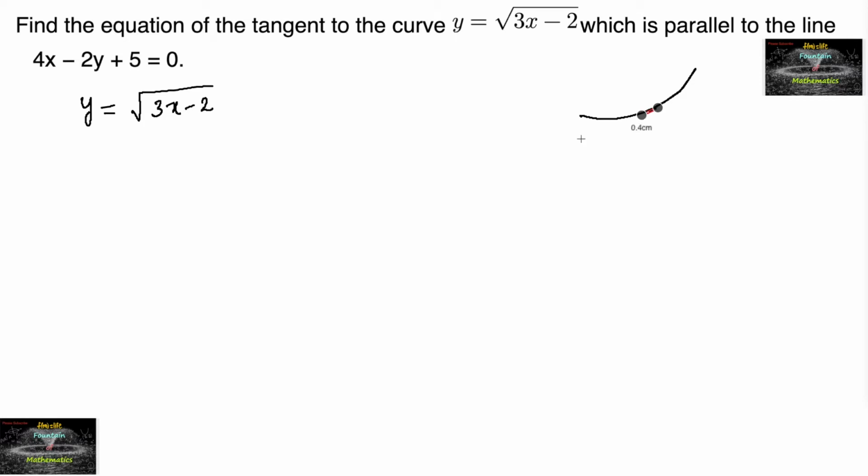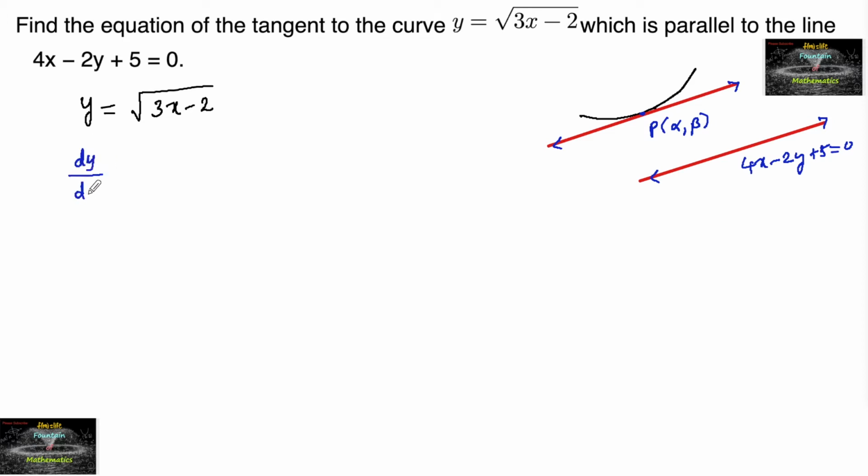Let us consider a tangent. Say the point is P(α, β), and now a tangent which is parallel to the line. This line equation is given: 4x − 2y + 5 = 0. So the slope of the tangent is equal to the slope of this line. So let's find the slope of the tangent at point P(α, β) by differentiating the curve.